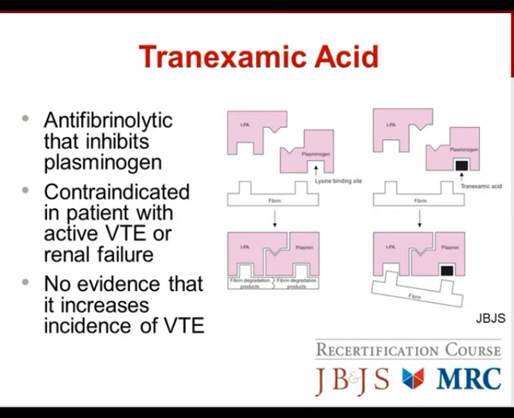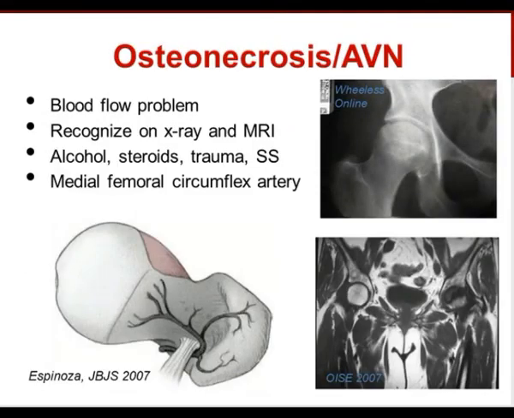Tranexamic acid has really become popular in the past few years. This is an antifibrinolytic agent that inhibits plasminogen. It's contraindicated in patients with active VTE or renal failure, and there's no evidence in the literature that it increases the risk of VTE.